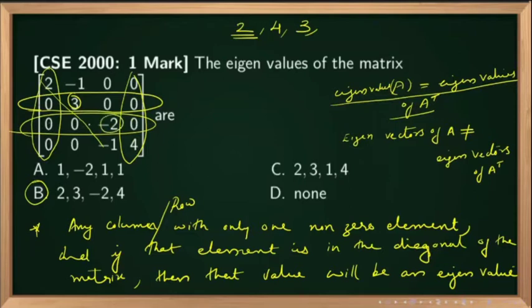Diagonal means third row, third column. Here, second row, second column. First row, first column. Fourth row, fourth column. So that particular value, which is -2. So I know these four are the eigenvalues of the matrix.